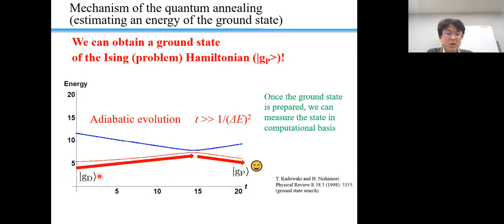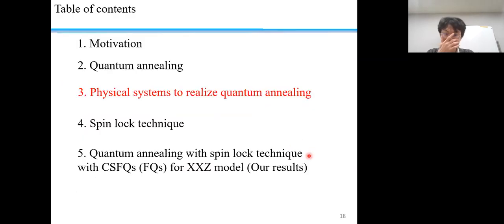So we can change from the ground state of the driver Hamiltonian to the ground state of the problem Hamiltonian. Once we prepare the ground state of the target Hamiltonian, we can just measure it. Then we can obtain the ground state of the Ising Hamiltonian. This is how quantum annealing works for the Ising Hamiltonian.